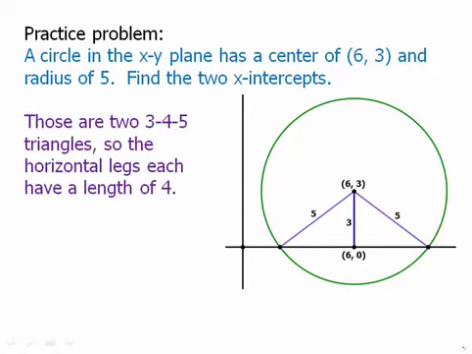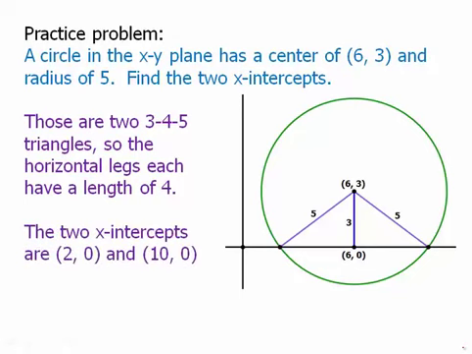Well, of course, what we have there are 3, 4, 5 triangles. So the horizontal lengths each have a length of 4. And so starting at 6, we go 4 to the right and 4 to the left. We get two x-intercepts of 2, 0 and 10, 0. And those are the x-intercepts.